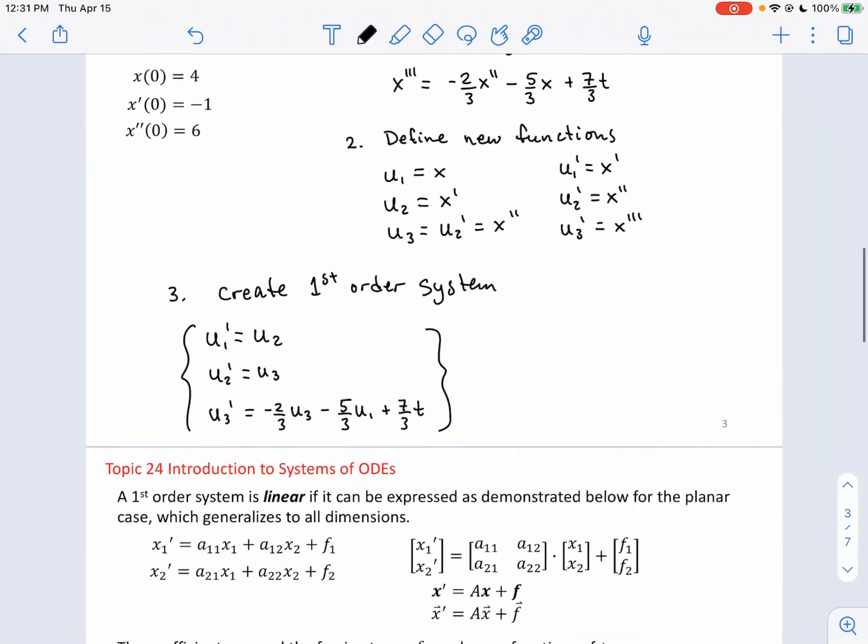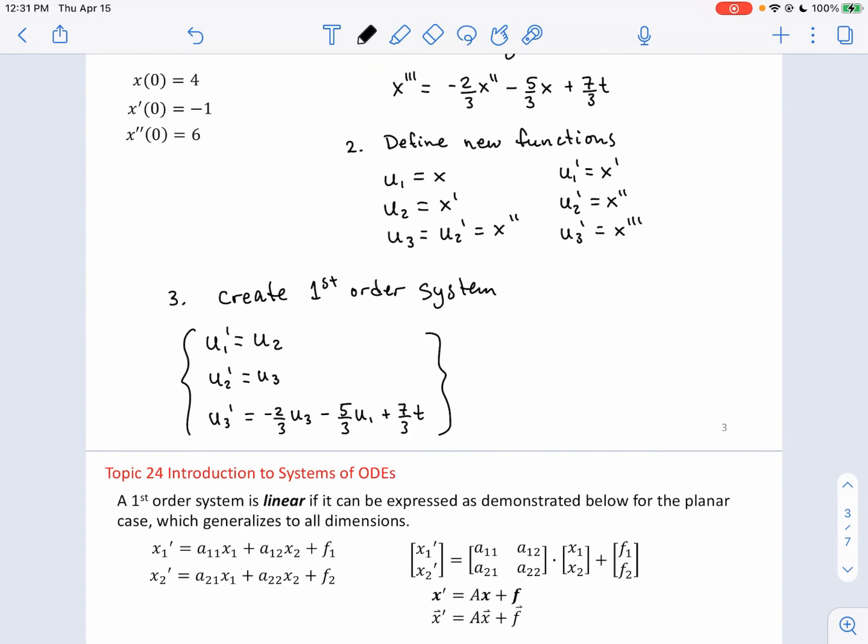And then of course our initial conditions, we've got to reframe it in terms of u1, u2, u3. So we know that u1 at time 0, well, u1 is the same thing as x. So u1 at time 0 is the same thing as x at time 0. So we want u1 of 0 to be 4. u2 at time 0, well, u2 is the same thing as x prime. So x prime at time 0 is negative 1. So u2 at time 0 is negative 1. And then finally u3 of 0. Well, u3 is x double prime, and x double prime is 6 at time 0. So u3 at time 0 will be 6. And there's our initial conditions expressed in terms of u1, u2, and u3.